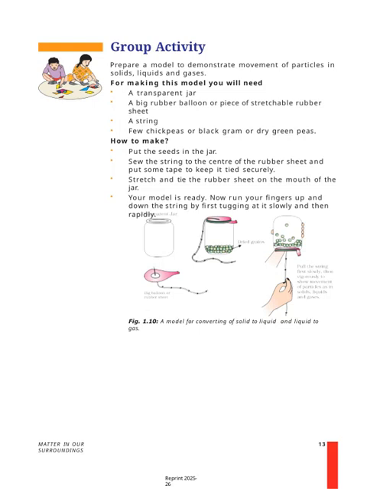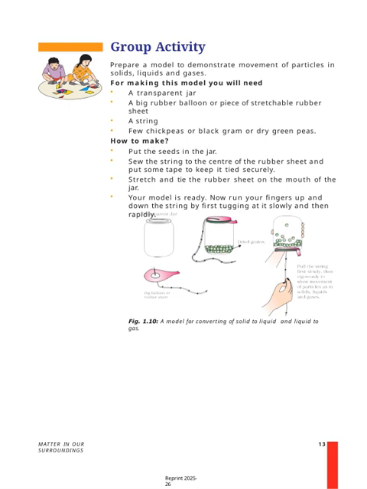Now, let's move on to a fun group activity that will help us understand how particles move in solids, liquids, and gases. You'll be preparing a simple model to demonstrate these different states of matter. Here's what you'll need: a transparent jar, a big rubber balloon or a stretchable rubber sheet, a string, and some chickpeas, black gram, or dry green peas. To make the model, first put the seeds into the jar. These seeds will act as the particles. Next, sew the string to the center of the rubber sheet and secure it with tape to keep it tied tightly. Then, stretch the rubber sheet over the mouth of the jar and tie it securely.